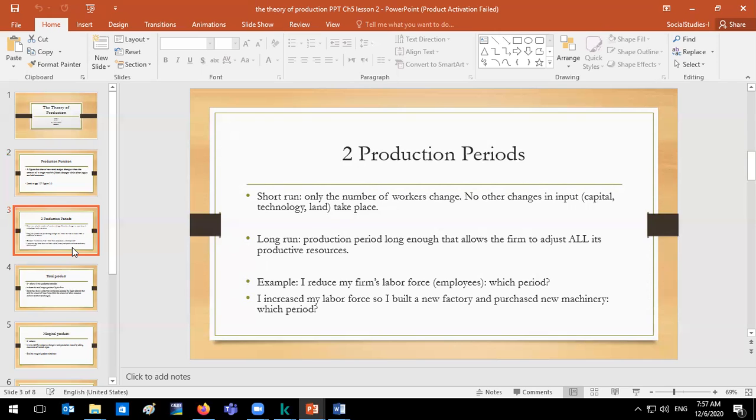However, in the second period, which is the long run, the production function is long enough that it allows your producer to actually change other factors besides employees.